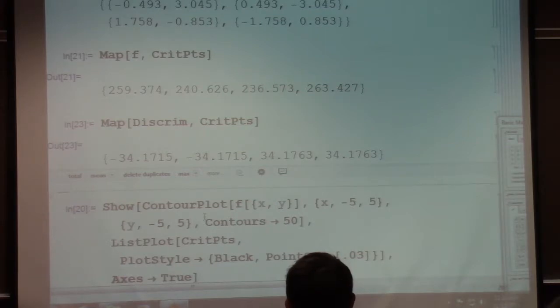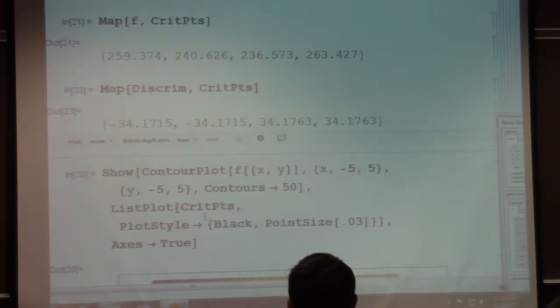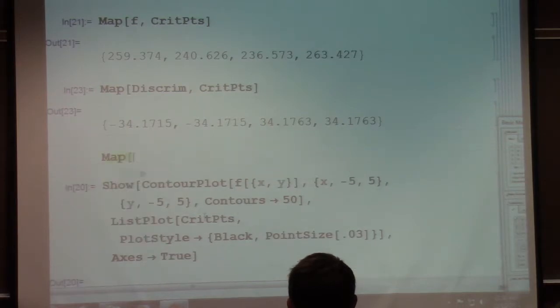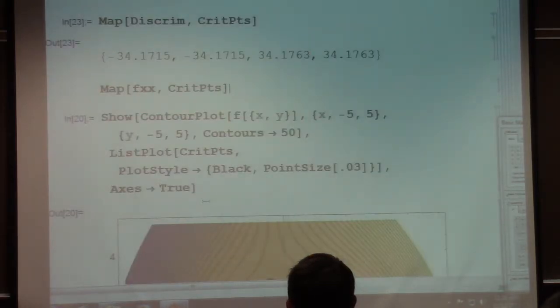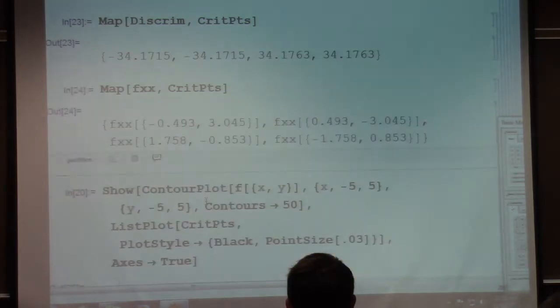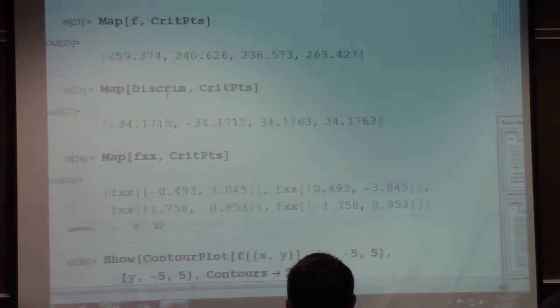And the second 2 points are probably either local maxes or local mins, but we need to also apply fxx over the critical points. Although the only ones we care about are the last 2. We don't care about the sign of fxx at the saddle points. Didn't I define fxx?